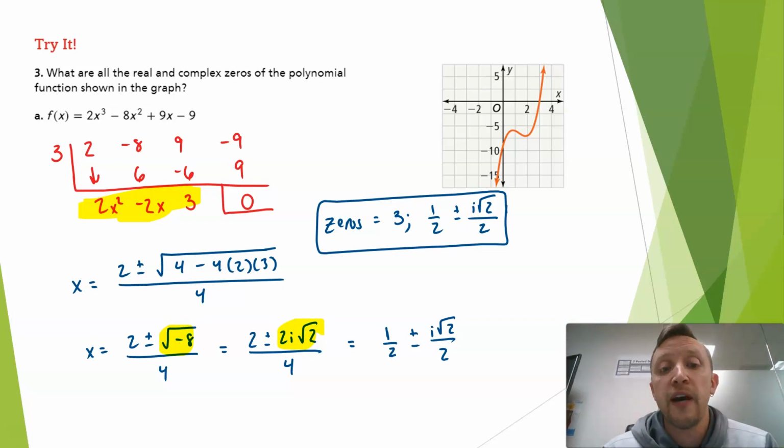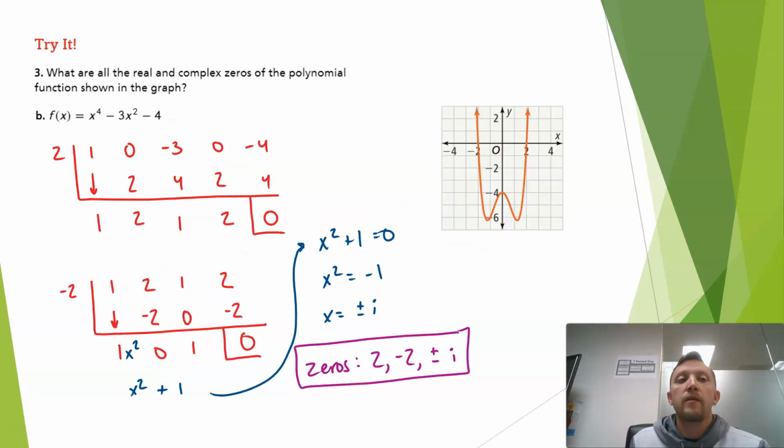So now we're going to simplify that. You might recognize that it's all divisible by 2, or you could break it up into 2 fractions. Either way, you end up getting 1/2 plus or minus i square root of 2 over 2, same thing. But those would be your 3 zeros. So our real zero would be 3. Our non-real zeros would be 1/2 plus or minus i square root of 2 over 2.